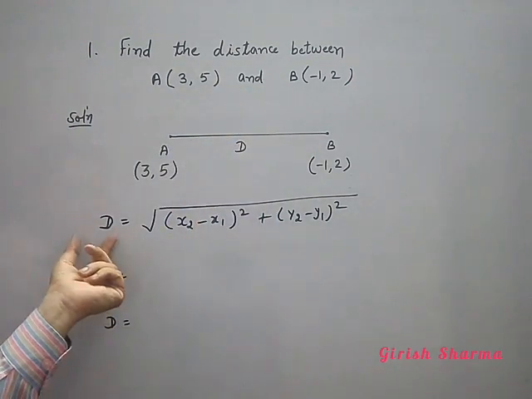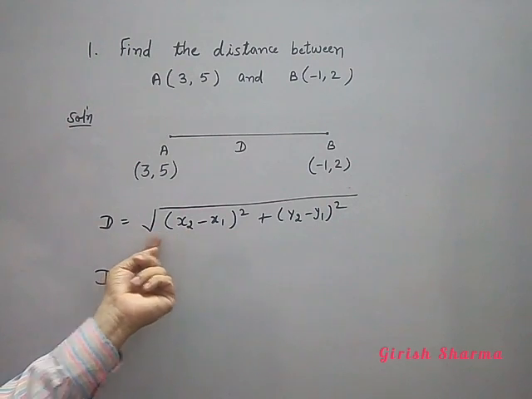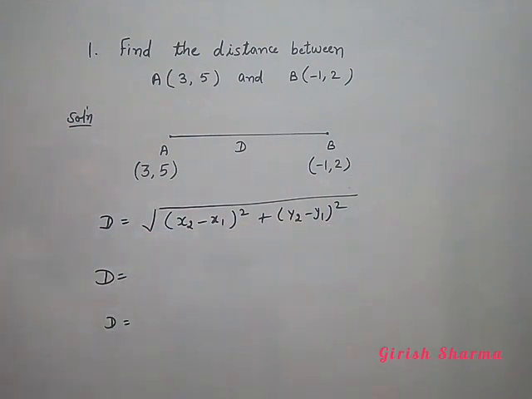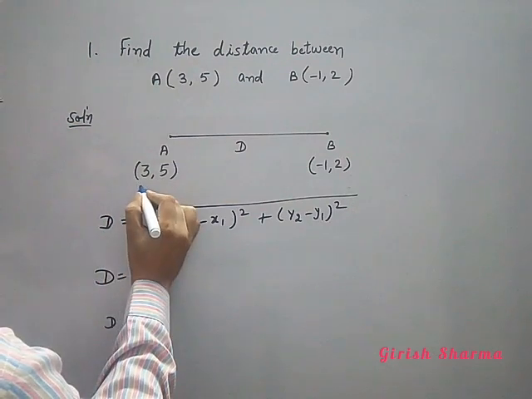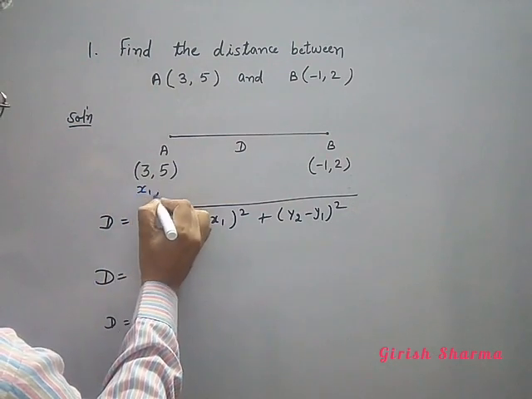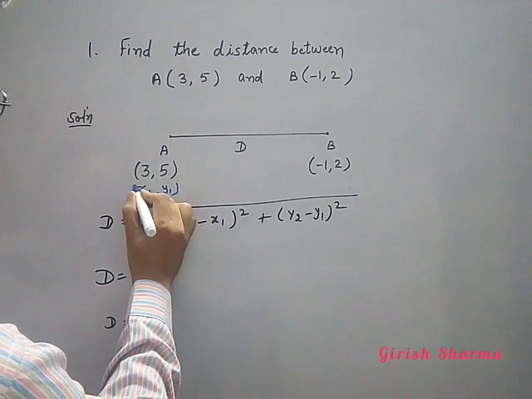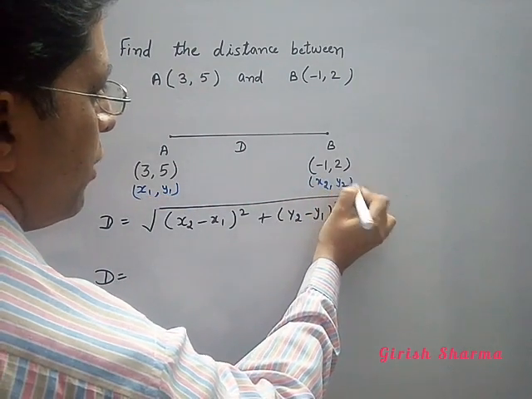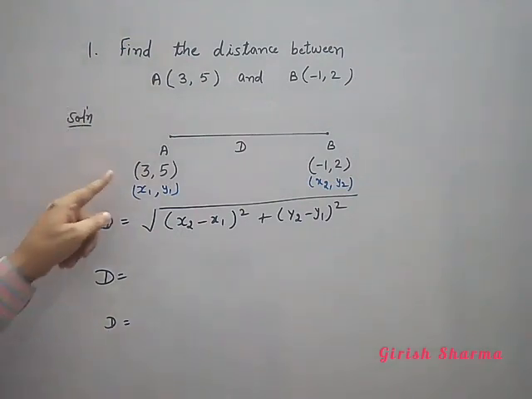So what we know, the distance formula is under root x2 minus x1 whole square plus y2 minus y1 whole square. See here, what is x1, y1? This is your point x1, this is y1, this is point x2, this is y2. Okay, now you have to apply it.